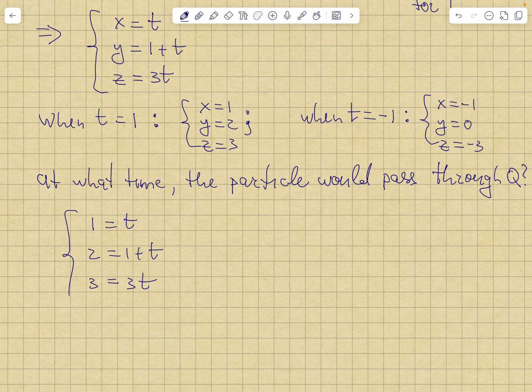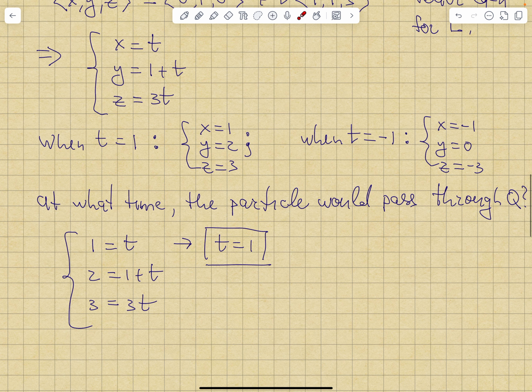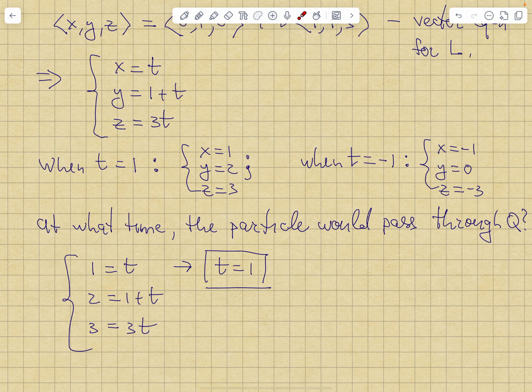And of course, we already know what that is, right? Because I have 3 equations with one unknown. And if the particle passes through the point Q, I just solve one equation. The first equation actually is trivial, just t equal to 1. And if t is equal to 1, clearly the second and the third equations are satisfied. And we already know this because we figured this out on the previous line, right? When t is equal to 1, your particle is at 1, 2, 3, which is Q. Okay?